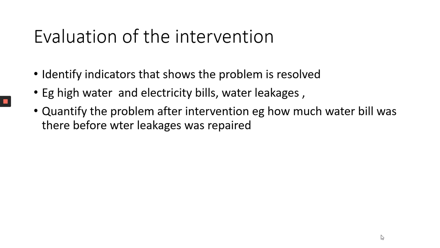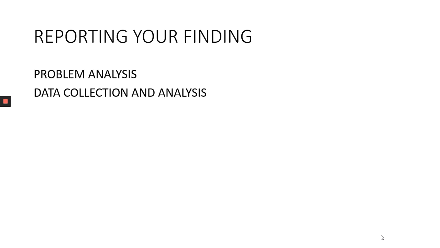The next thing is to quantify the problem of the intervention. Then you can say before and after the intervention: before changing the electricity wire and after changing the electricity wire. Is the electricity bill still the problem? How many interruptions are there? Are the electricity interruptions still there or are they not there anymore?